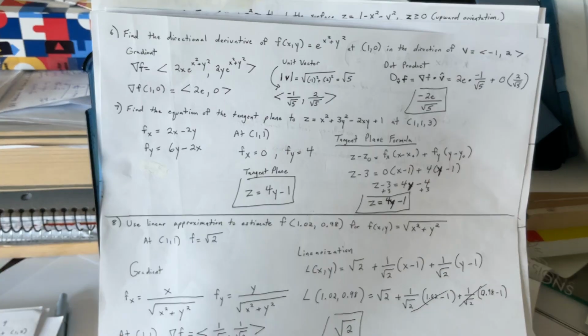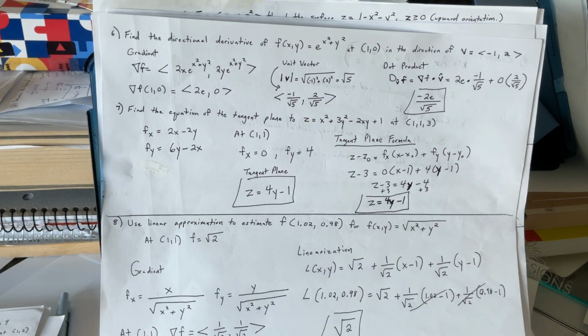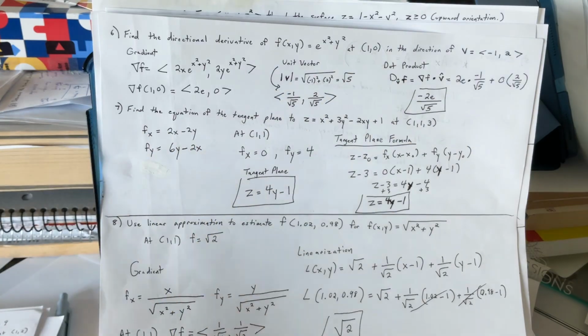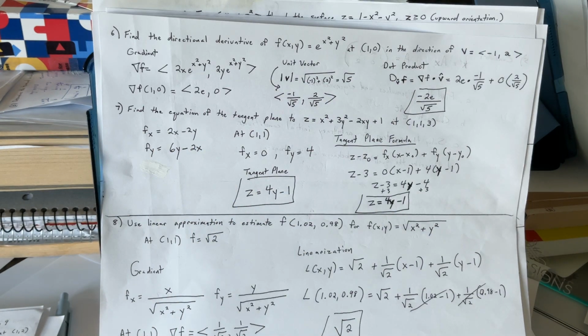And then what we want to do is find the dot product. We get the dot product of the gradient with the unit vector, and make sure it's the unit vector: 2e times negative 1 over root 5, plus 0 times 2 over root 5, which gives you the final directional derivative, negative 2e over root 5. That's all you have to do with that. Very straightforward, just remembering the procedure.